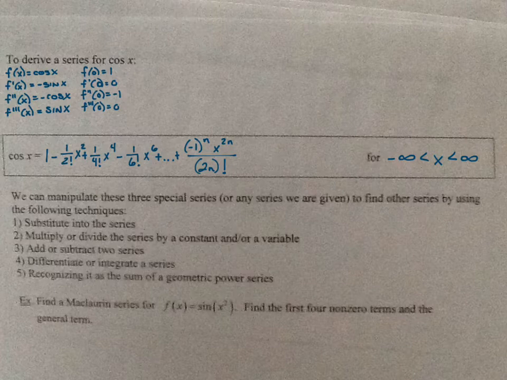There are 5 special things that you can do to series like these. You can substitute into the series, you can multiply or divide the series by a constant and or variable, you can add or subtract 2 series, you can differentiate or integrate a series, and you can recognize it as the sum of a geometric power series. So we'll do all those in the following examples.